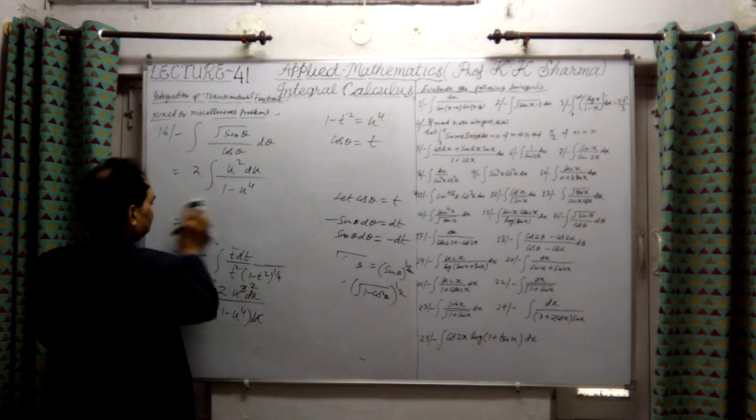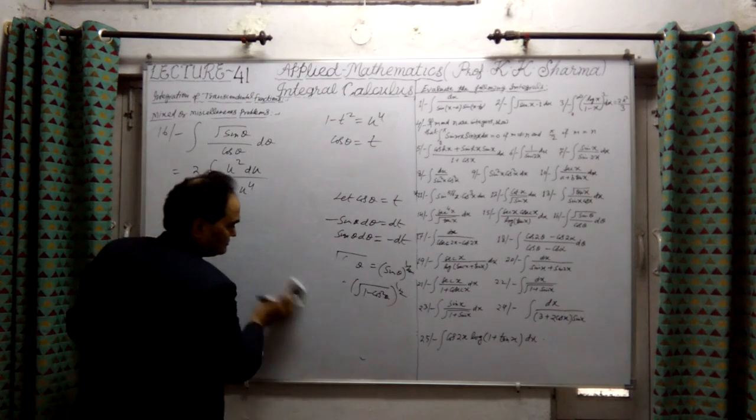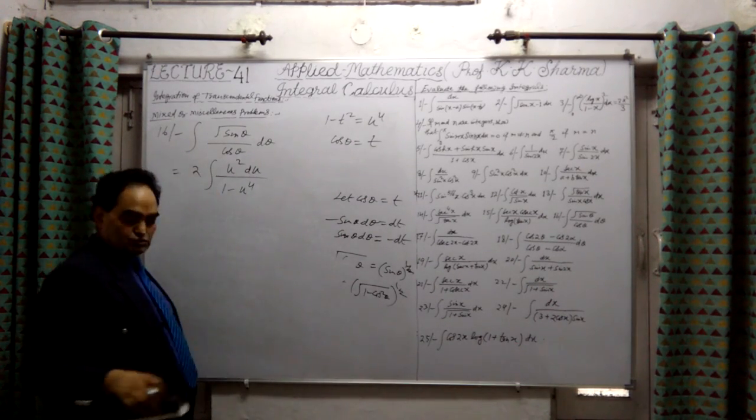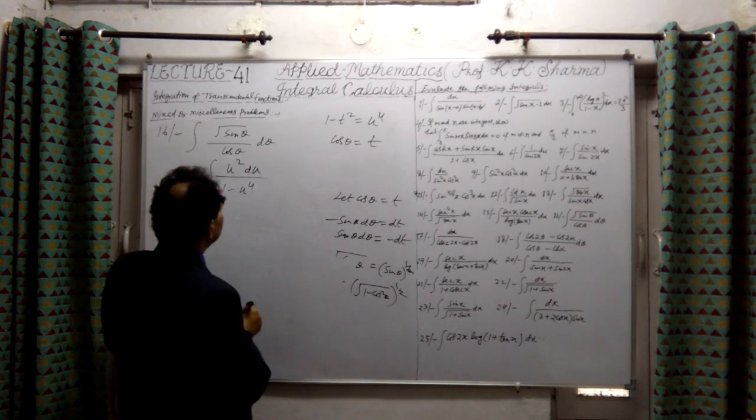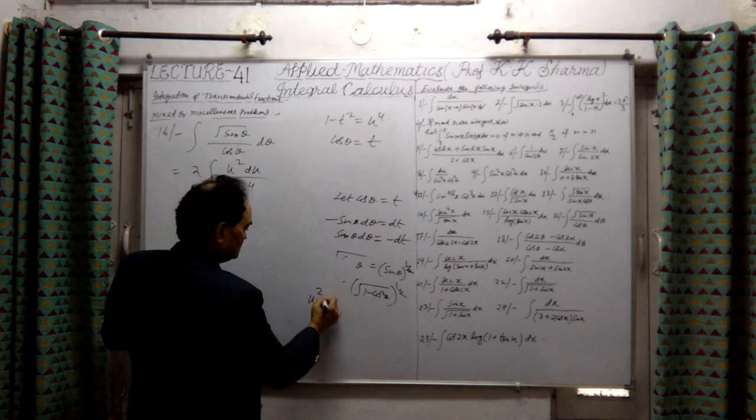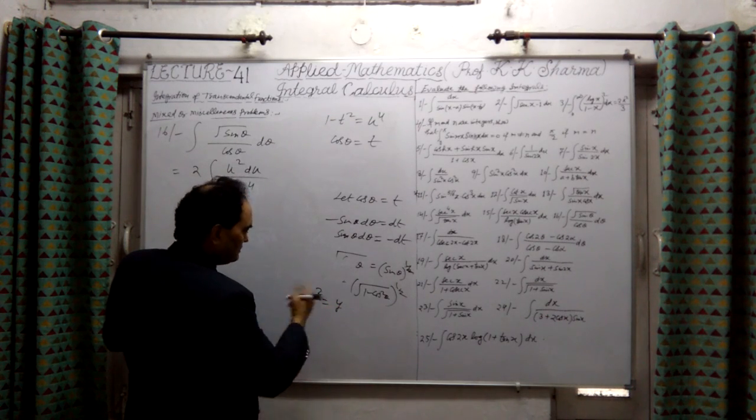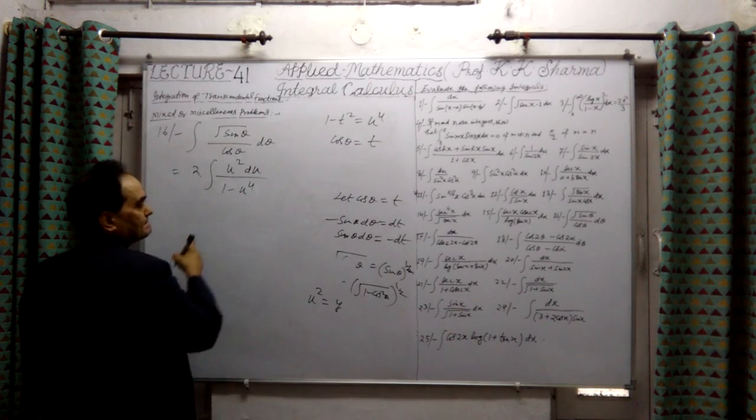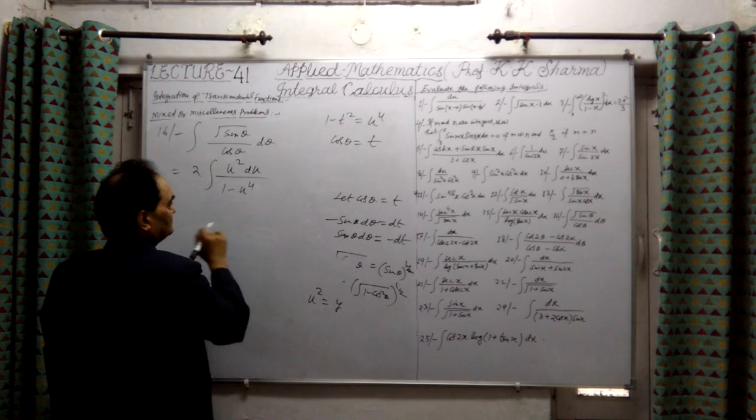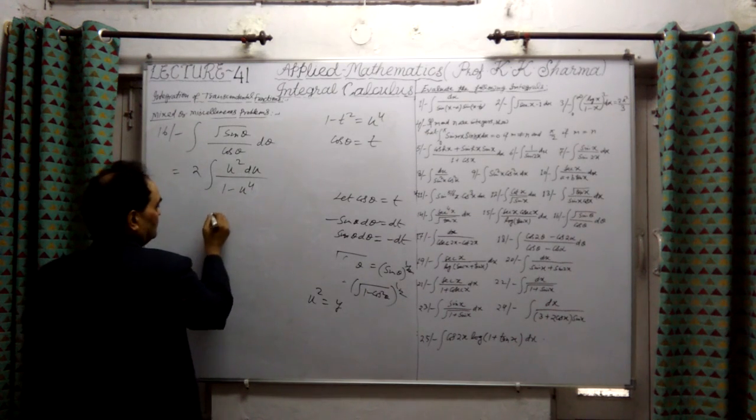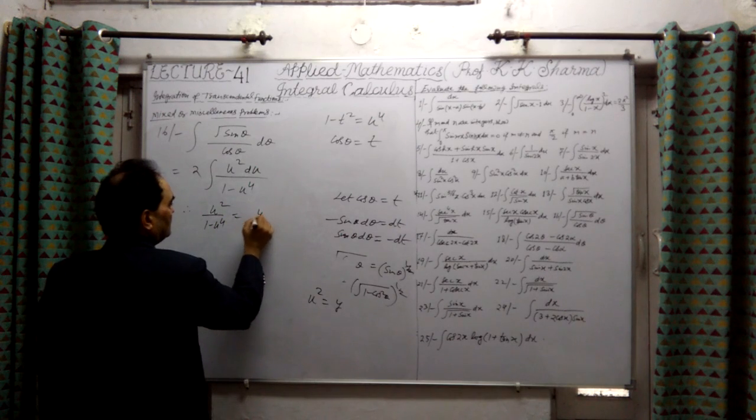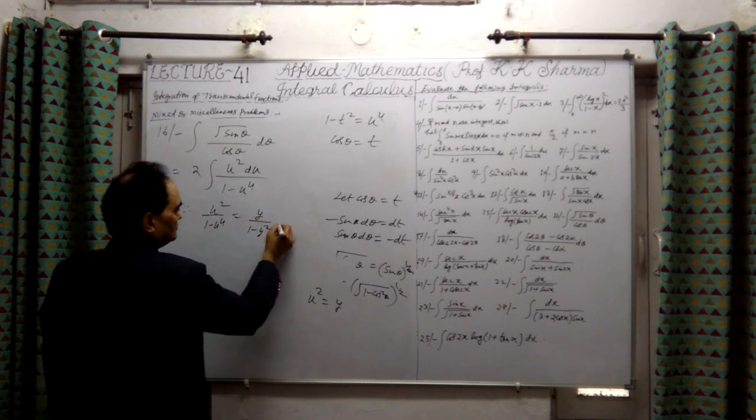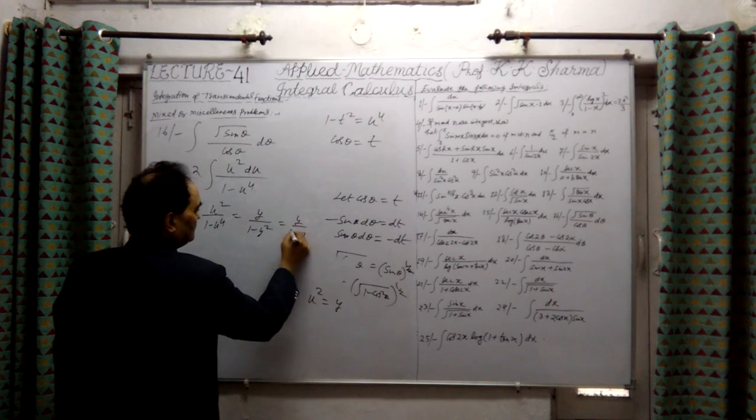Now if I substitute, so this is u^4 and something. Now if I assume that u square is equal to y, let me take another variable. Okay, then let me divide it into partial fractions. So u square upon 1 minus u^4 is equal to y upon 1 minus y square. That means y upon (1 minus y) into (1 plus y).